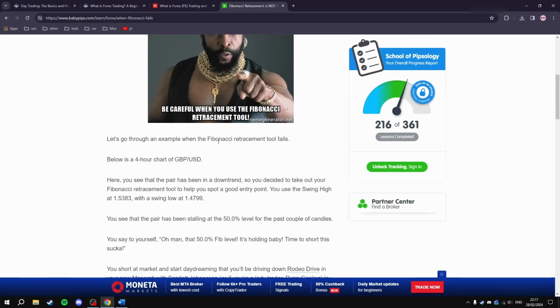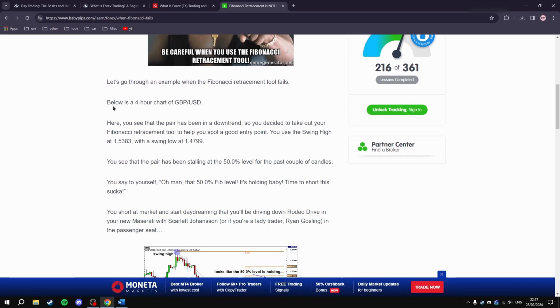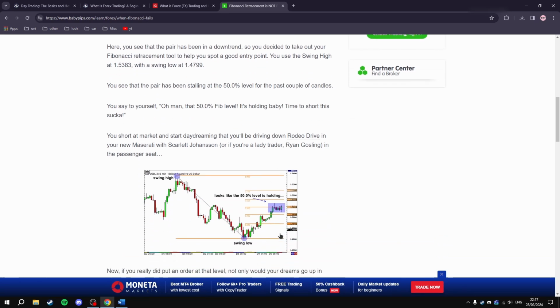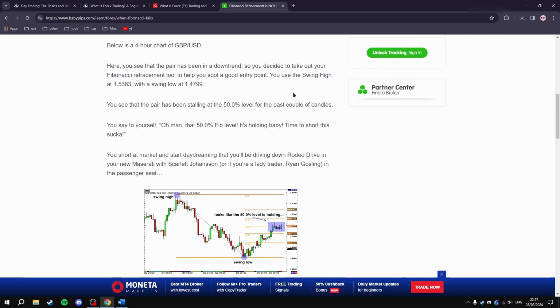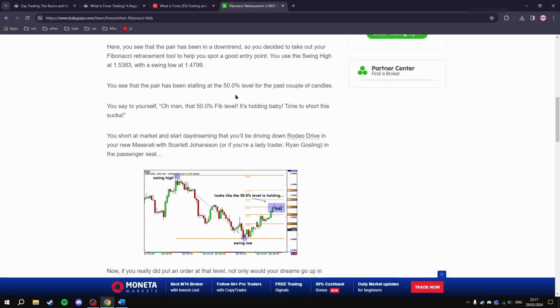Let's go through an example when the Fibonacci retracement tool fails. Below is a 4-hour chart of GBP/USD. Here you can see that the pair has been in a downtrend. So you decide to take out your Fibonacci retracement tool to help you spot a good entry point. You use a swing high at 1.5383 with a swing low at 1.4799. You see that the pair has been stalling at the 50% level for the past couple of candles, so like these candles.